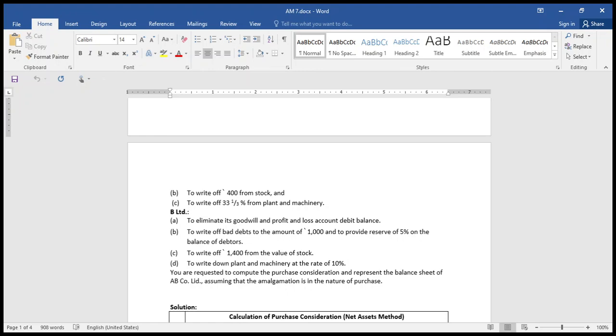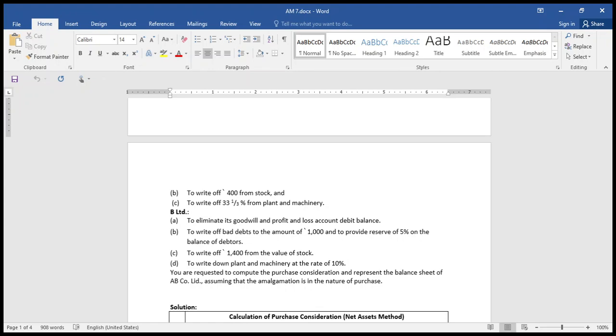Next, to write off rupees 1,400 from the value of stock. Here again from the stock we must write off rupees 1,400. Next, to write down plant and machinery at the rate of 10%. So 10% depreciation is to be charged on the plant and machinery. So these are the adjustments that should be made in the books of B Limited while calculating purchase consideration.